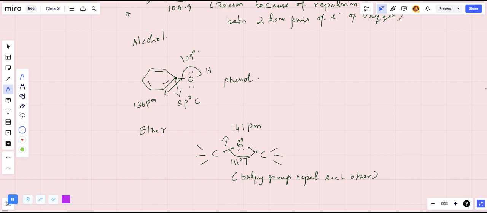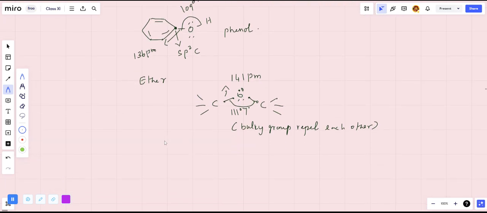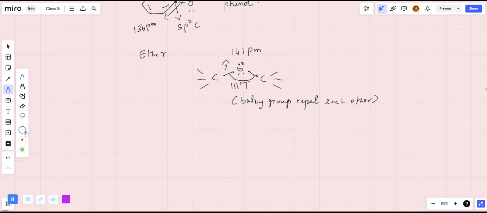So due to the repulsion between the two bulky groups. Okay, so that is the reason here the bond length is almost the same. Okay, understood. So this is the structure of functional groups in alcohols, phenols, and ethers. Understood?